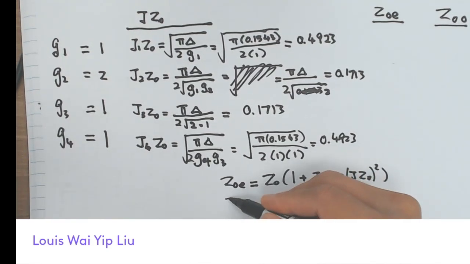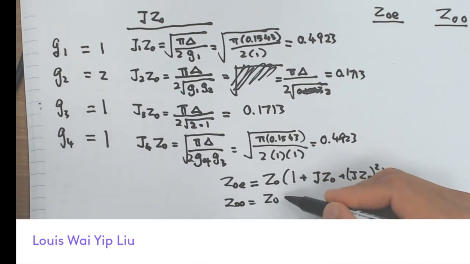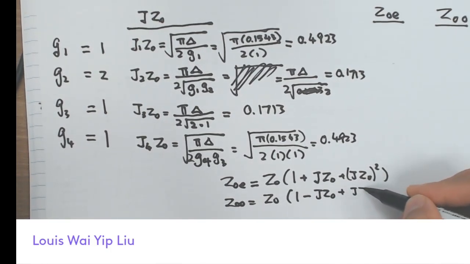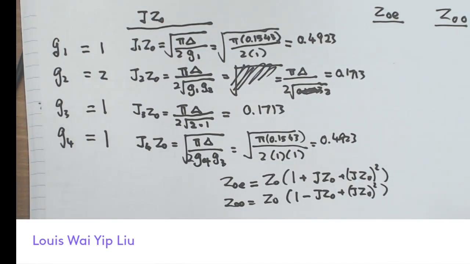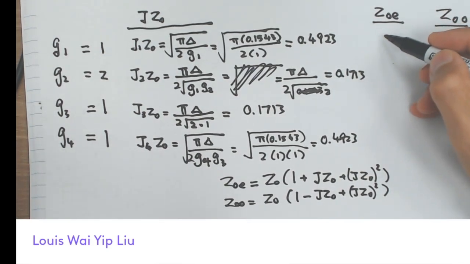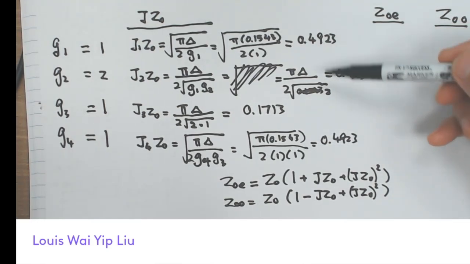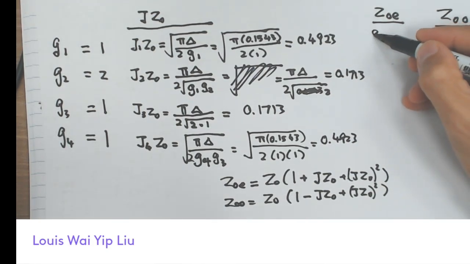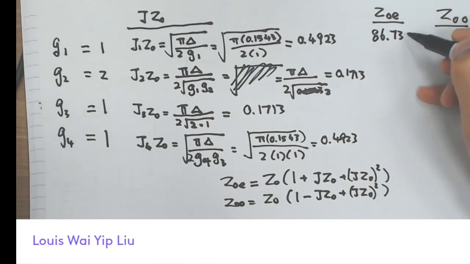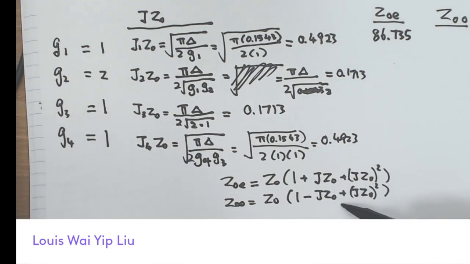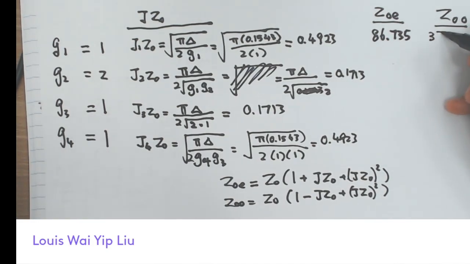The odd mode impedance is, okay. So let's work this out. If you substitute this value into this formula, you will end up with 86.735. And if you substitute this value to the second formula here, you will end up with 37.5.